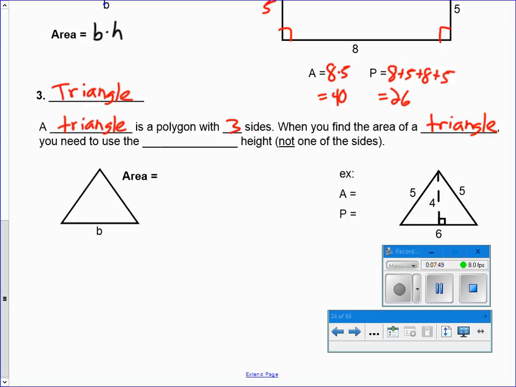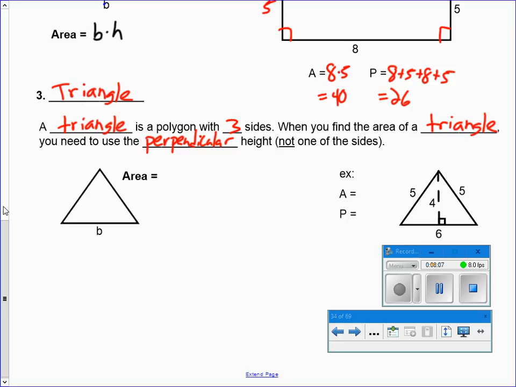When you find the area of a triangle, this part's a little bit different. The height won't always be one of the sides. You have to use the perpendicular height. We talked about what that meant the other day in our vocabulary video. The perpendicular height means coming down at a 90-degree angle from the top of the triangle to the base.